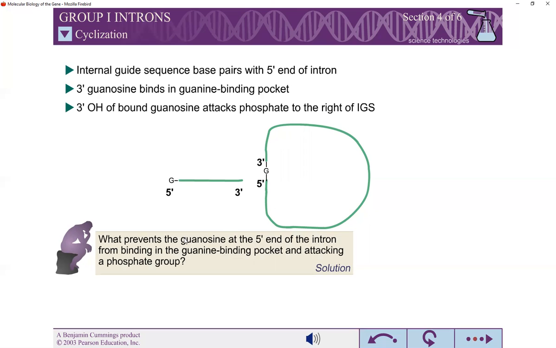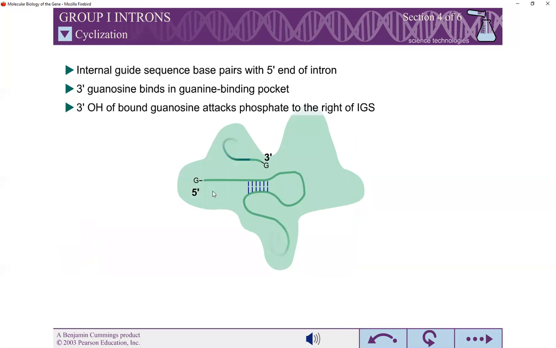What prevents the guanosine at the 5' end of the intron from binding in the guanine binding pocket and attaching a phosphate group? Because of the structure, the 5' guanine was far away as compared to the 3' guanine. So you can look here, the 3' guanine is much more closely attached, and that is why it can bind with the guanine binding pocket as compared to the 5' guanine.